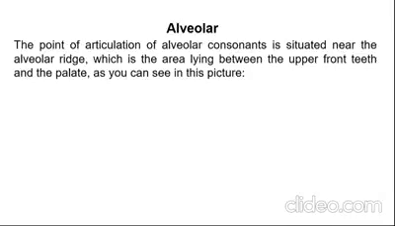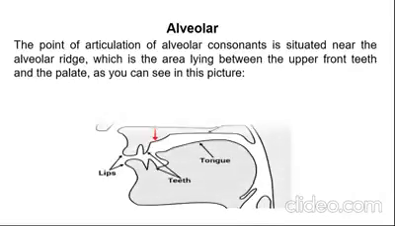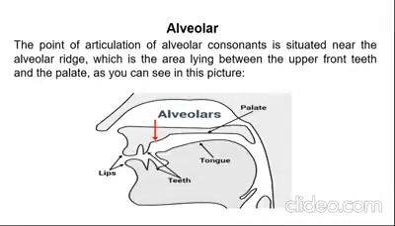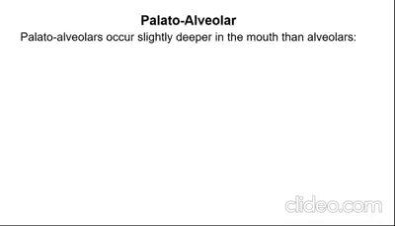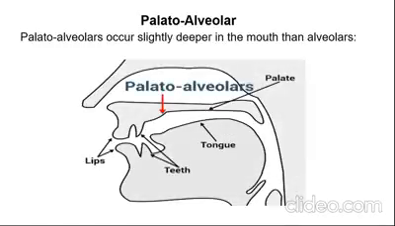Alveolar. The point of articulation of alveolar consonants is situated near the alveolar ridge, which is the area lying between the upper front teeth and the palate. As you see in this picture, look at the arrow sign. Just behind the upper teeth is called the alveolar ridge. Palatoalveolar. Palatoalveolars occur slightly deeper in the mouth than the alveolars. Look at the diagram. Just behind the alveolar, near the hard palate, it is called palatoalveolar.